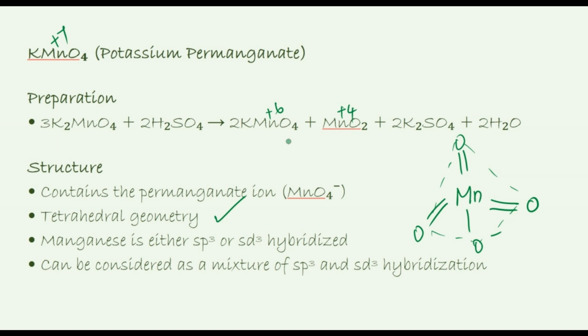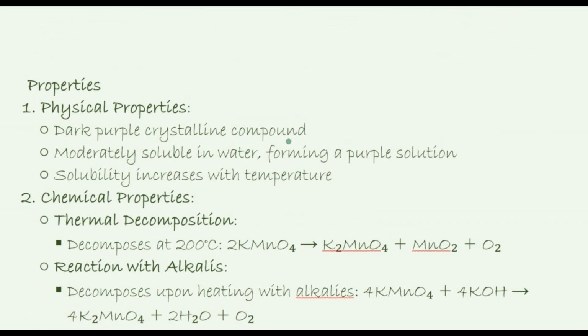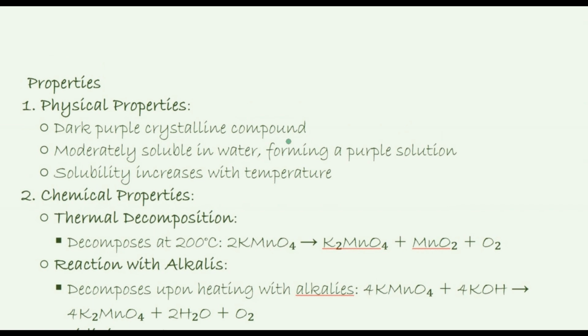The questions can be asked from this part. What is the hybridization of manganese in permanganate? That is an important question. Then, talking about the properties, it is a dark purple crystalline solid, moderately soluble in water, forming a purple solution. The solubility increases with temperature. And for thermal decomposition, it decomposes at 200 degrees Celsius.